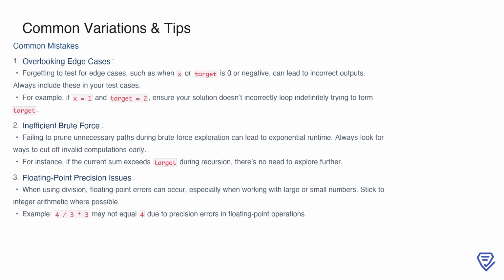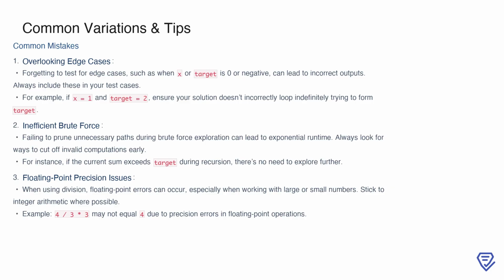For instance, forgetting to test scenarios where either x or target is 0 or negative might cause unexpected behavior. An example of this is when x equals 1 and target equals 2, without proper handling, your solution might loop indefinitely while trying to form the target.